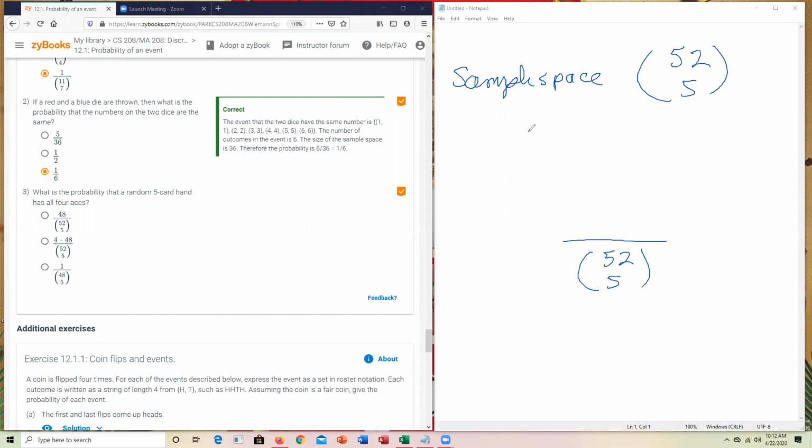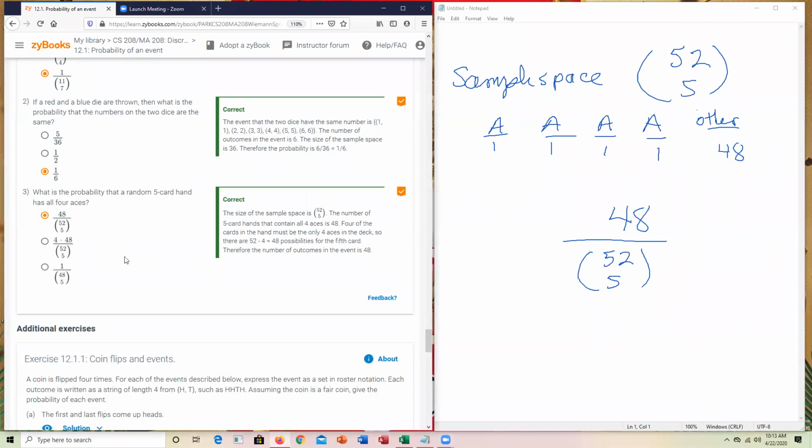Now, for the numerator that matches the criteria, how many ways could that occur? You have all 4 aces, so it's going to be ace, ace, ace, ace, and then some other card. There's only one way to pull each ace. Four cards have already been used, so how many are left is 48. The product of the first, second, third, fourth, and 48 gives you 48 in the numerator. So it's going to be 48 over 52 choose 5, which matches the correct answer in that participation activity, as well as completing the demonstration of section 12.1.